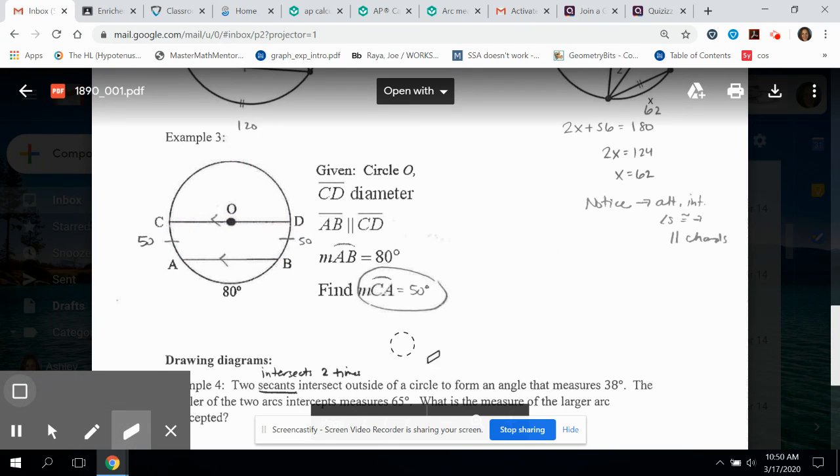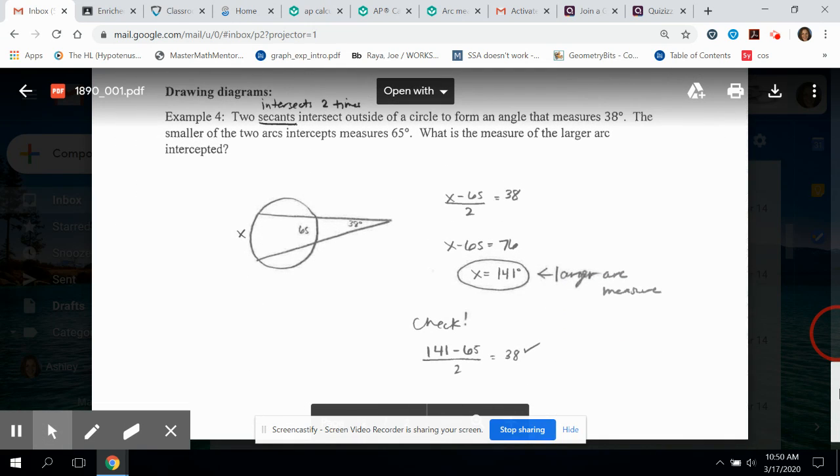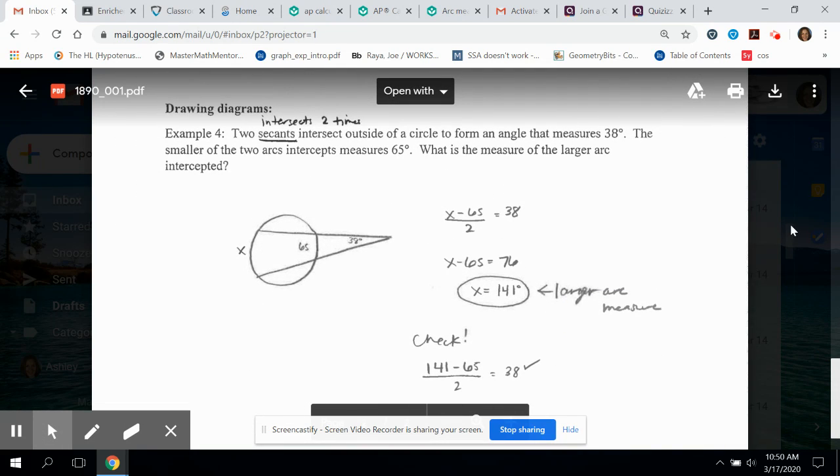Then the last example I want to show you, if I go all the way down here, drawing diagrams. This is tough. We're going to try our best with this as we do the digital classroom, but they're not giving you a diagram. You might have to redraw it. Don't get frustrated. Use your pencil. But they're telling you you have two secants that intersect outside of a circle.